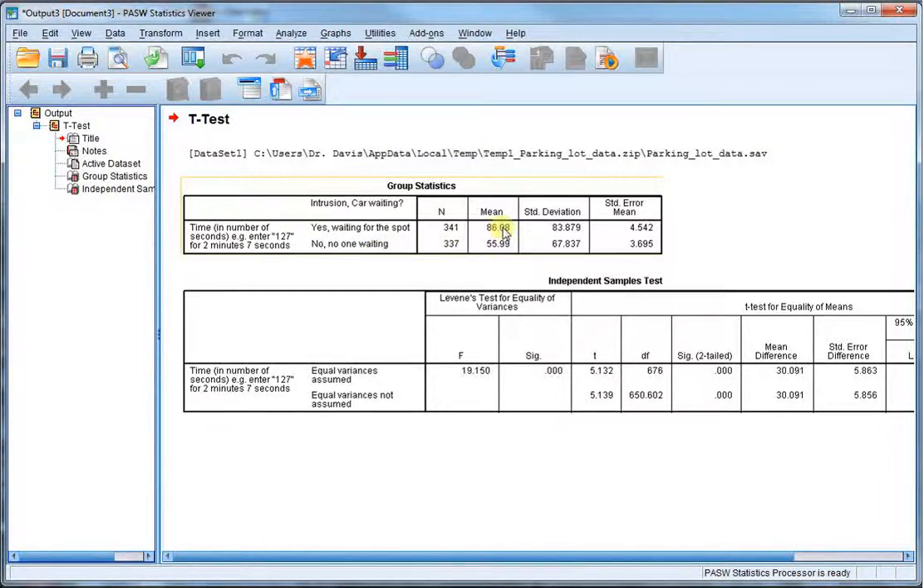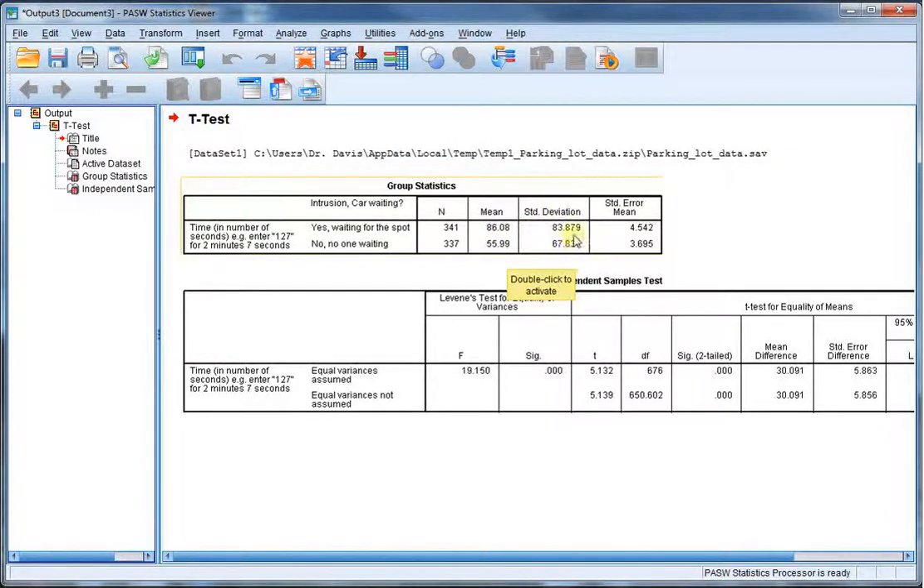Now, when we look at the mean, this is the average amount of time in seconds that it took people to pull out of the parking spot. So for when people are waiting for the spot, it took them on average 86.08 seconds to leave the parking spot. And when there was no one waiting, it took them an average of 55.9 seconds. So that's a mean difference, over here, of about 30 seconds. So it took people 30 seconds longer on average to leave that spot when someone was waiting.